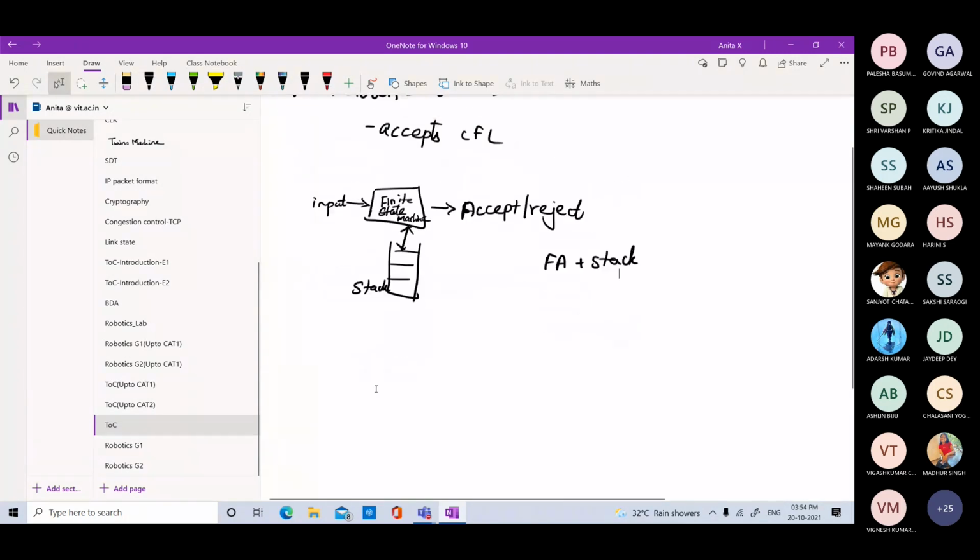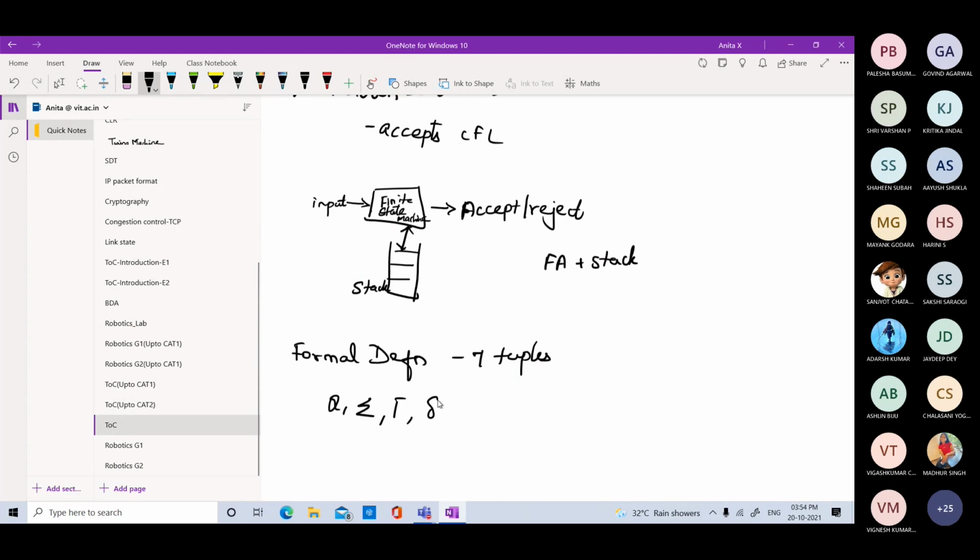Now we have to deal with the formal definition of push-down automata. The formal definition of a push-down automaton involves 7 tuples. The 7 tuples are represented by Q, sigma, tau, that is the stack alphabet, then delta, that is the transition function, Q naught, the start state, Z naught, the start symbol of the stack, and F, the set of final states.